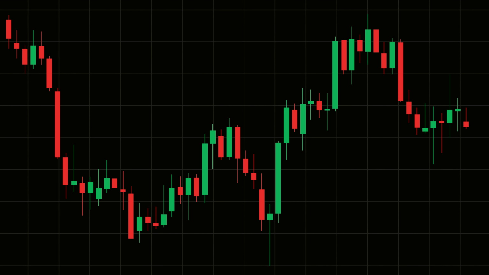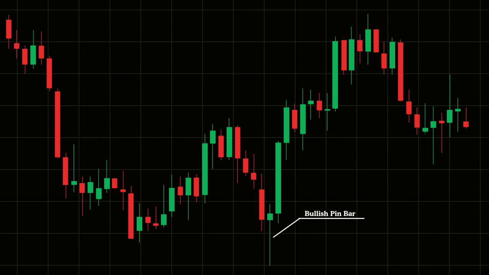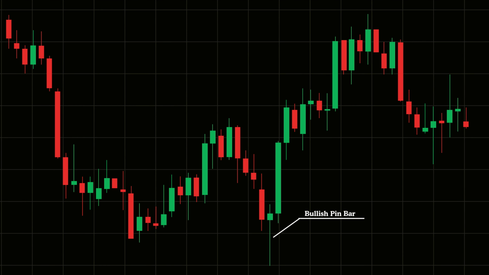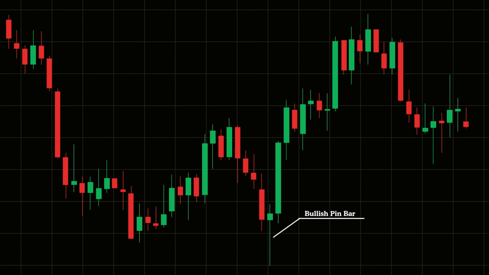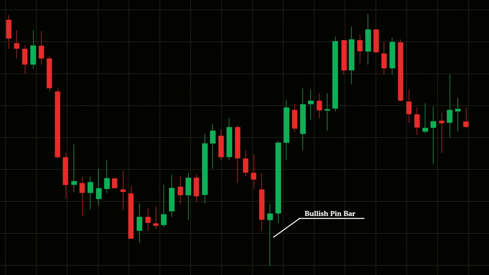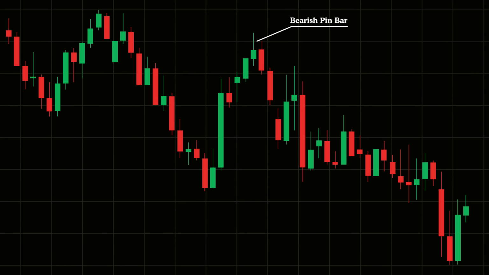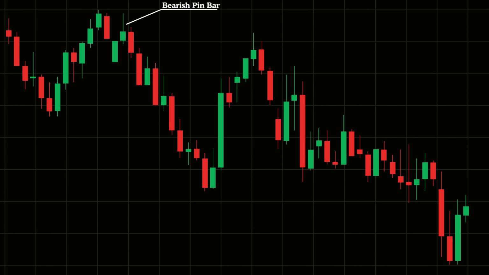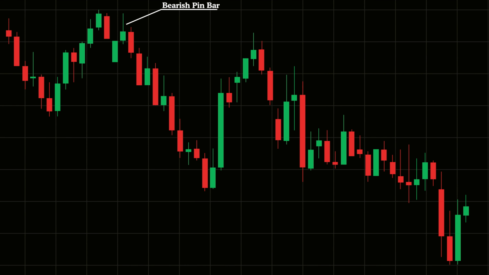Actually, there are two variations of pin bars. A bullish pin bar, which has a long lower wick. The wick represents rejection, signaling that buyers dominated the market during that time, and a bearish pin bar, which shows a long upper wick, meaning sellers had control over the market in that period.